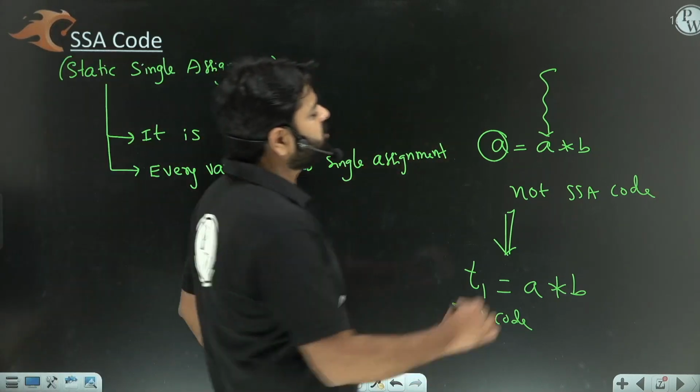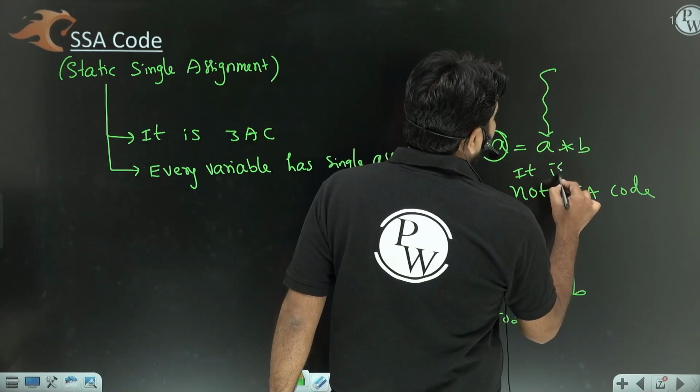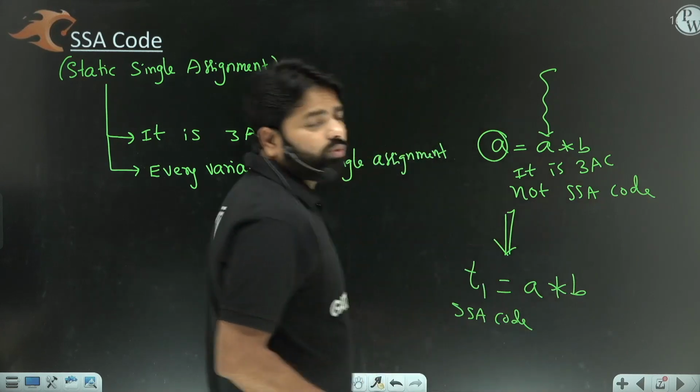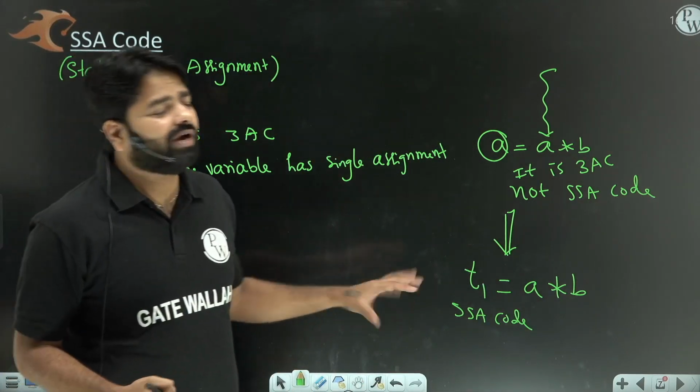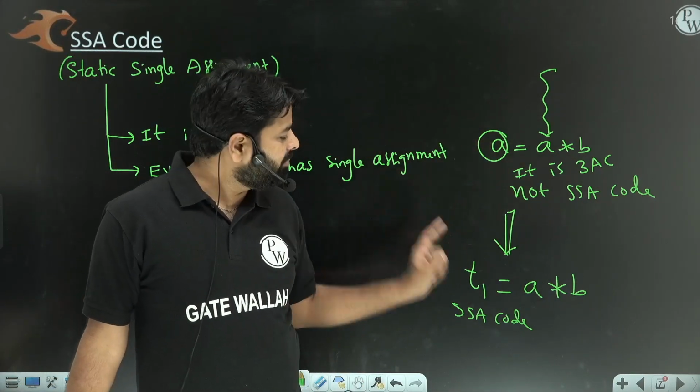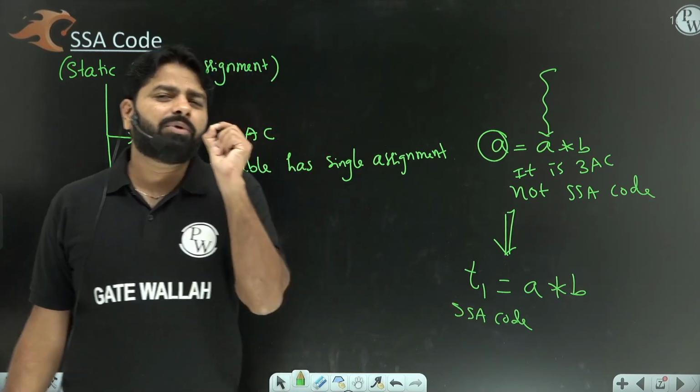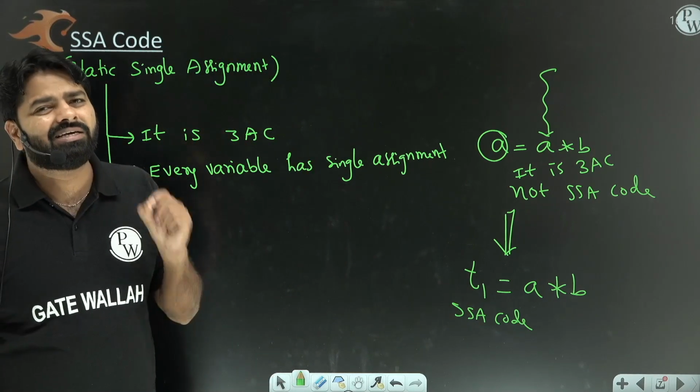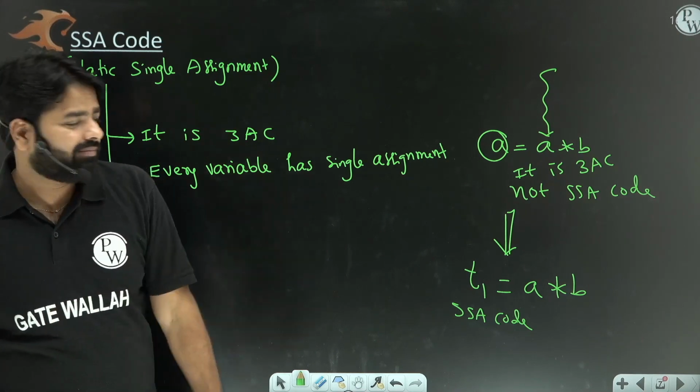This is 3-address code, no doubt. There is no restriction on how to use the variable or how many times you define it in 3-address code. But in SSA code, every variable should have a single assignment. That means single definition. It means single meaning.